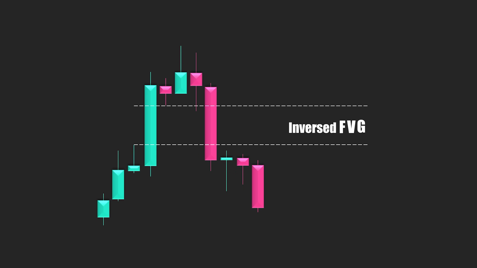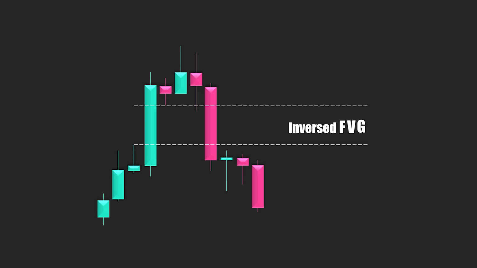These are voids between the wicks of 3 consecutive candles, indicating strong buying or selling pressure, often driven by institutional orders. When the price revisits these gaps, there's typically a higher likelihood of rejection as the market reacts to these areas. But what happens if the price fails to reject these zones and breaks through instead? This creates what's called an inversed fair value gap.